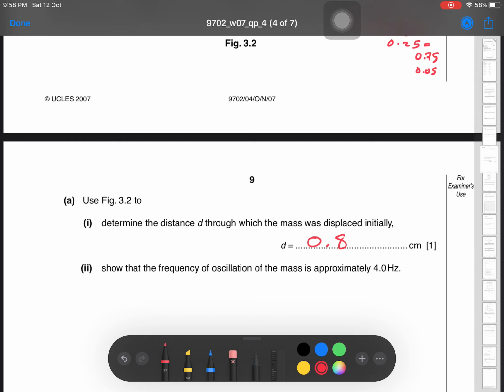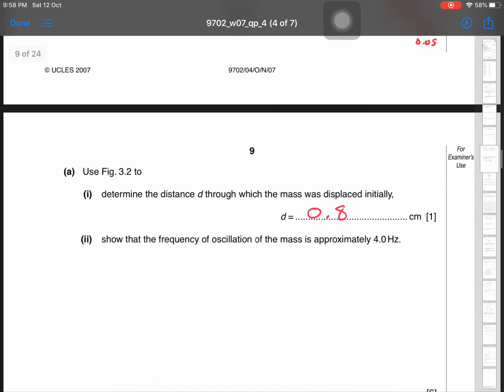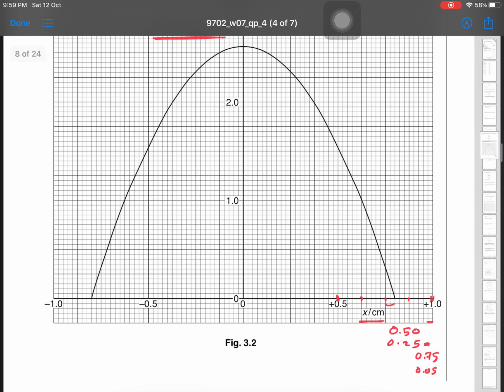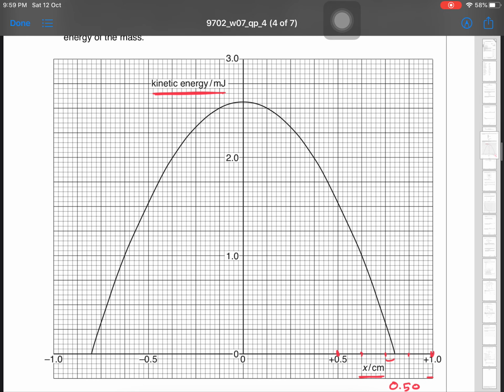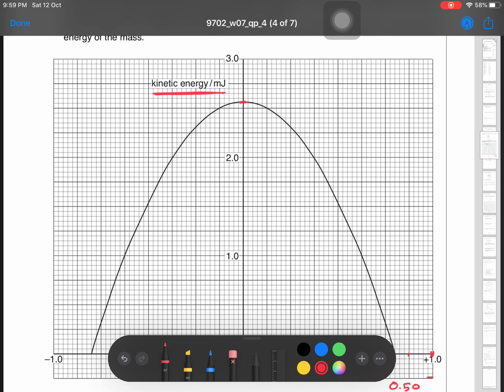Show that the frequency of oscillation of the mass is approximately 4 hertz. So we need to calculate the frequency. We have an equation to determine the maximum kinetic energy. We have 2 positions: a position where kinetic energy is 0, and a position where kinetic energy is maximum. Kinetic energy is maximum at the equilibrium position, where the displacement is 0, and here is the maximum kinetic energy. We need to read this point to find the maximum kinetic energy. At maximum kinetic energy, we have the maximum speed.